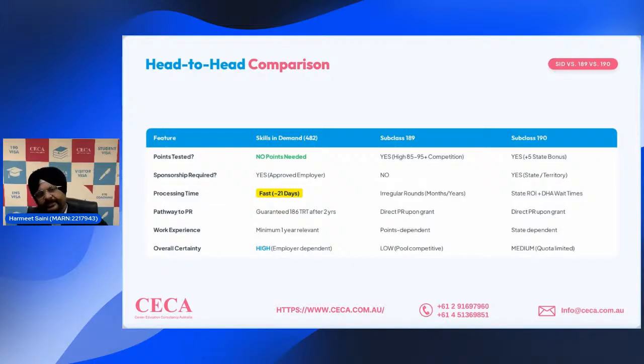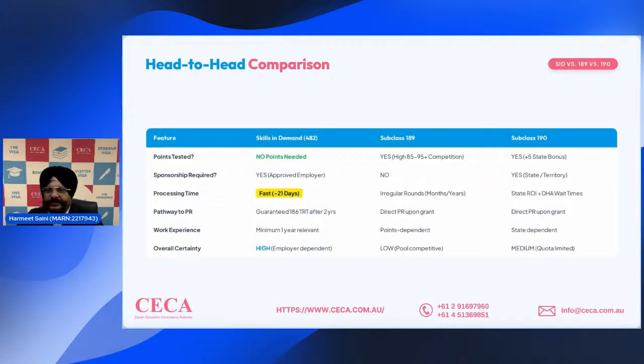So, the pathway to permanent residency. The skill in demand visa subclass 482 is not a permanent visa, but it leads to permanent residency within 2 years. If you hold this visa for 2 years and your employer is willing to sponsor you, you can get the guaranteed subclass 186 visa, which is a PR visa for Australia. On the other hand, subclass 189 and subclass 190 are direct permanent residency visas.